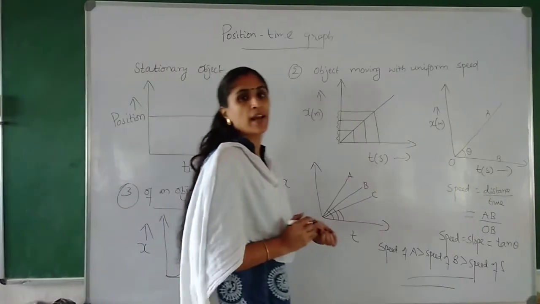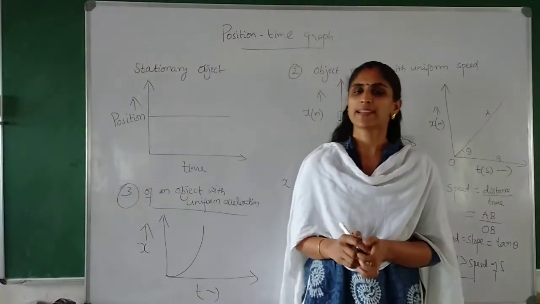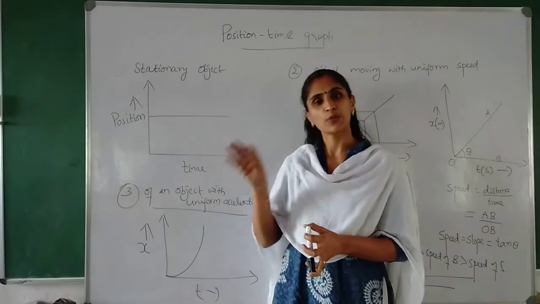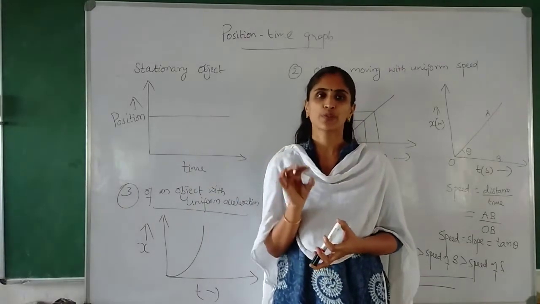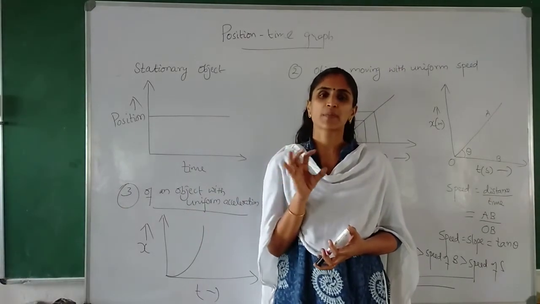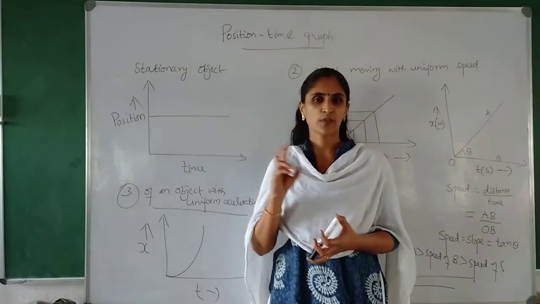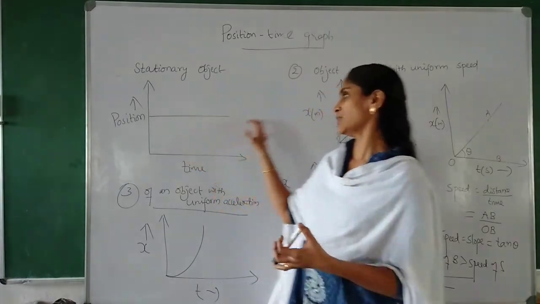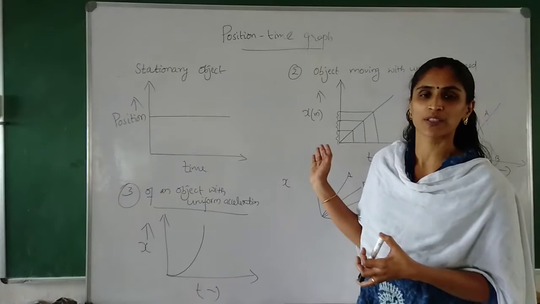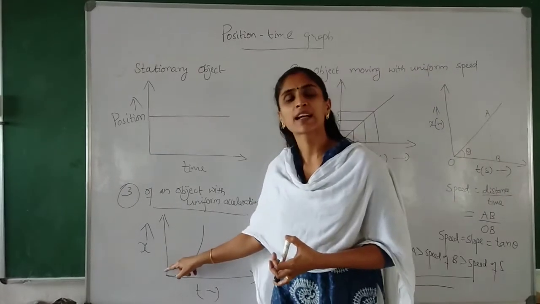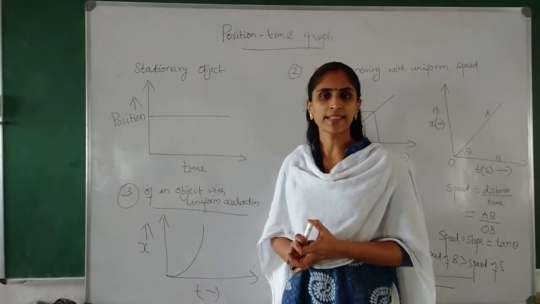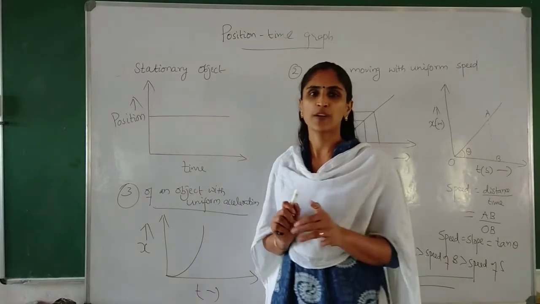This is known as a parabolic shape that you will study in maths in detail. At present you can understand that the position time graph is a curve. It will not be a straight line parallel to the time axis, or a straight line inclined to both axes. It will be a curve. Is it clear? I hope all of you understood.